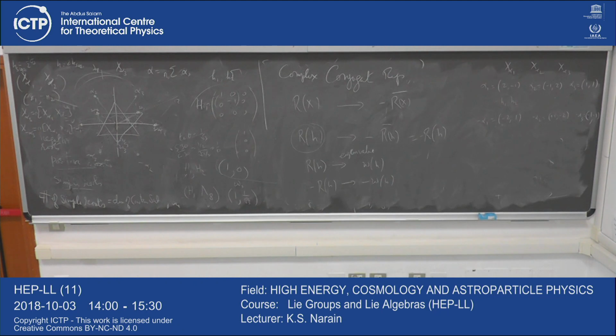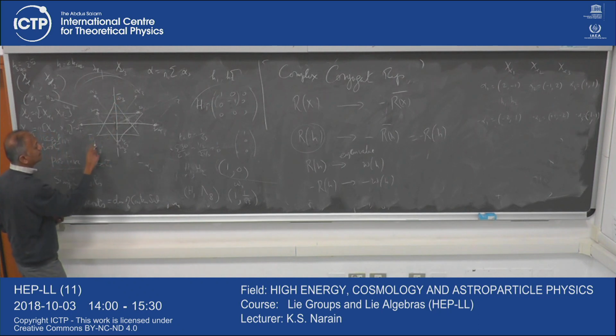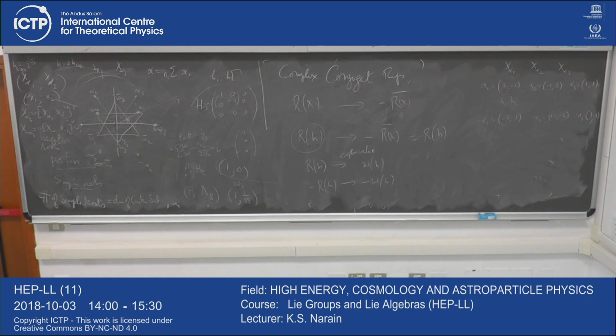This is a nice star shape, right? This is the W3, and let's call this W bar 3. This is W bar 1. Just to say that this is in the complex conjugate representation. So that is the crucial thing.